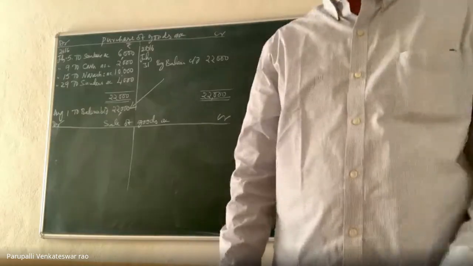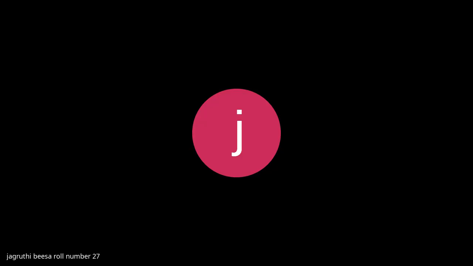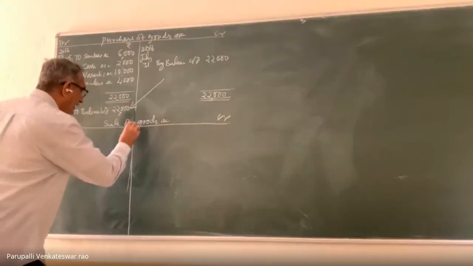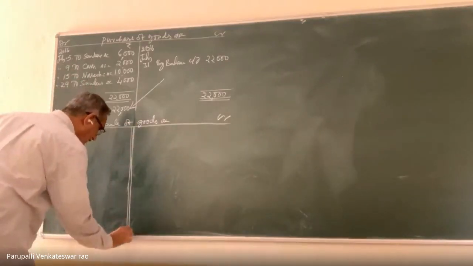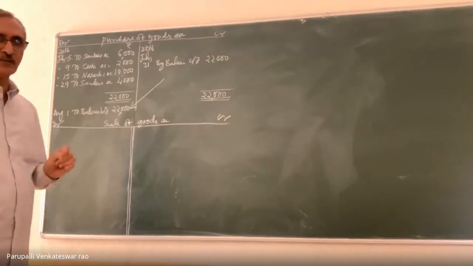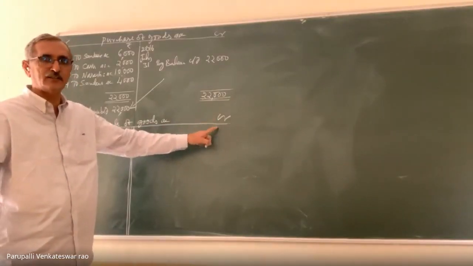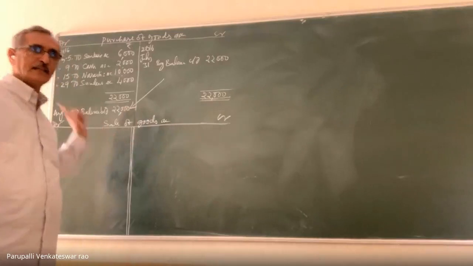July 7th. Sale of goods, debited or credited? The entry is cash account debtor to sales account. July 7th, goods were sold. The entry is cash account debtor to sale of goods account. Sale of goods account is debited or credited? Credited, so write on the credit side. When you say it is credited, write on the credit side. When you say that account is debited, write on the left hand side.